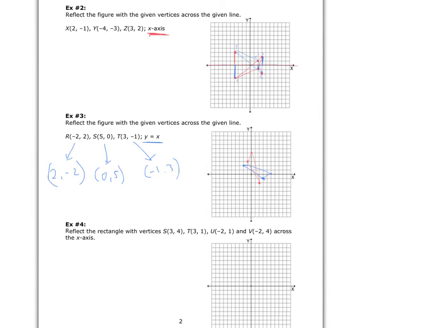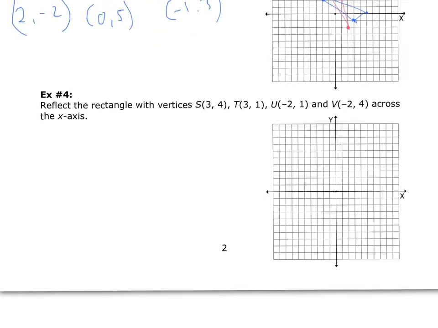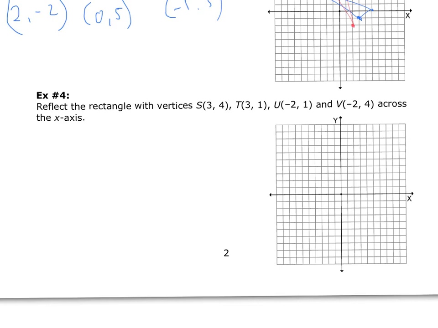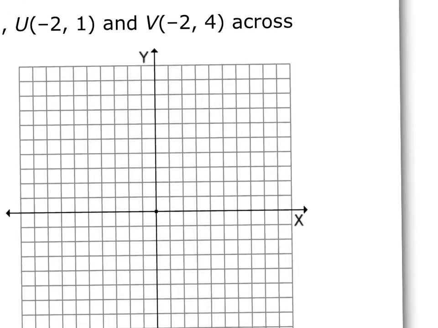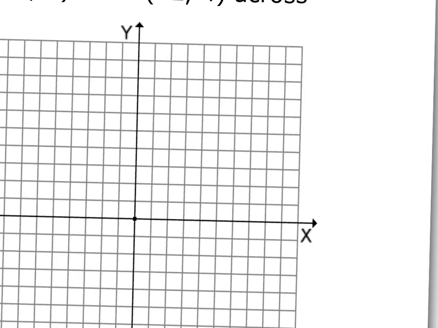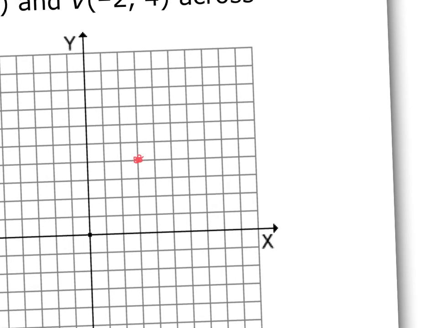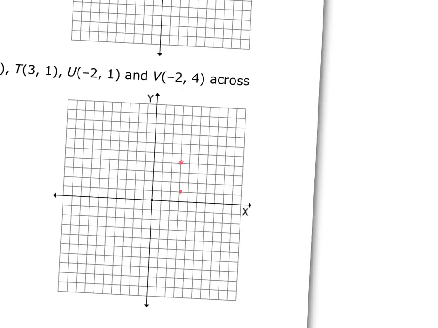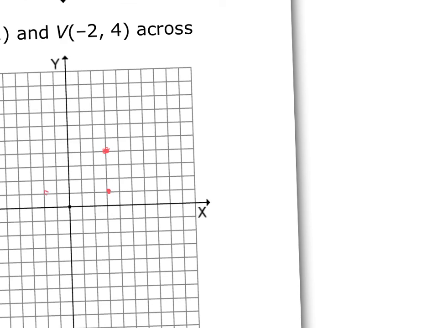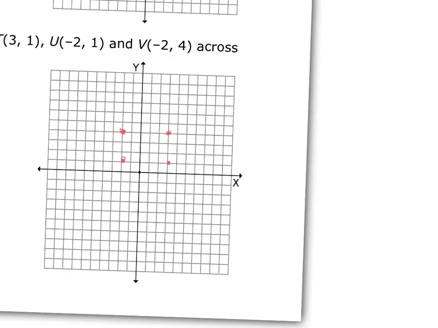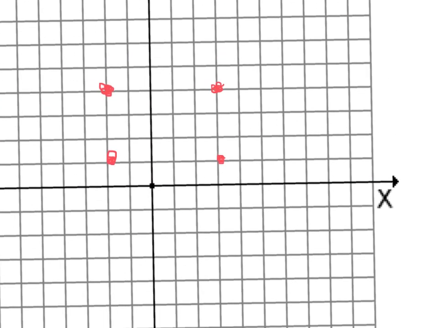Okay, let's try one more real quick. Okay, it says reflect the rectangle with vertices 3, 4, 3, 1, negative 2, 1, and negative 2, 4 across the x-axis. Okay, so let's plot those 4 points. We have 3, 4, 1, 2, 3, 4. We have 3, 1. We have negative 2, 1. And negative 2, 4. Okay, so there is our rectangle. Go ahead and draw our lines to connect them.